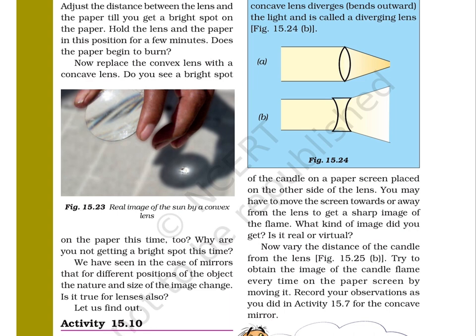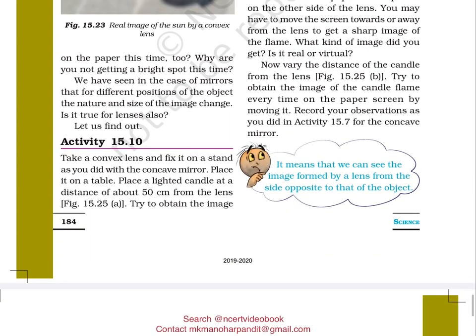Now vary the distance of the candle from the lens. You can observe this in figure 15.25b. Try to obtain the image of the candle flame every time on the paper screen by moving it. Record your observations as you did in activity 15.7 for the concave mirror.